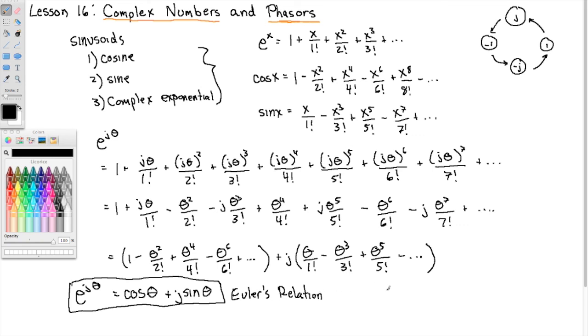Now, just a point here. Something nice happens when you plug in theta equals pi. You get e to the j pi equals cosine of pi, which is minus 1, plus j sine of pi, which is 0. And if I add the 1 over, e to the j pi plus 1 equals 0. This is a special form of Euler's relation. This is called Euler's identity.